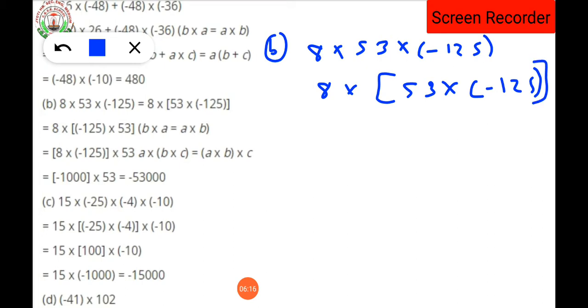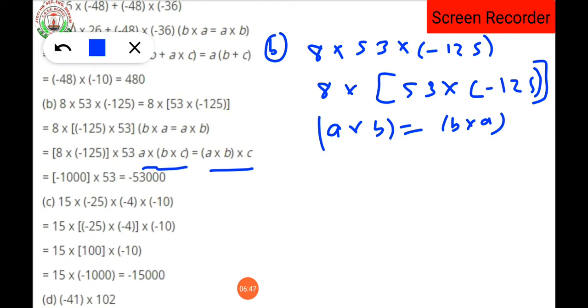Why are we writing like this? Because A into B is equal to B into A. This is the commutative property which we are going to use over here. And one more property we are going to see, that is the associative property. What is the associative property? A into bracket B into C, close the bracket, is equal to A into B, close the bracket, into C. This is the associative property. So while using this property we will solve the equation.